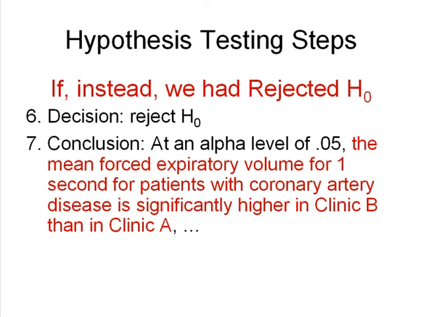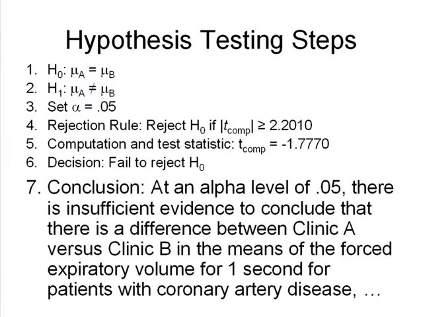Well, we can just look at our data and we can see that the Clinic B sample mean is higher. And if it was significant, then it would have meant that it was significantly higher. But it wasn't significant, so we'll have to go and look at it this way. We really failed to reject. So what we have to say is, at an alpha level of 0.05, there is insufficient evidence to conclude that there is a difference between Clinic A versus Clinic B in the means of the forced expiratory volume for 1 second for patients with coronary heart disease.